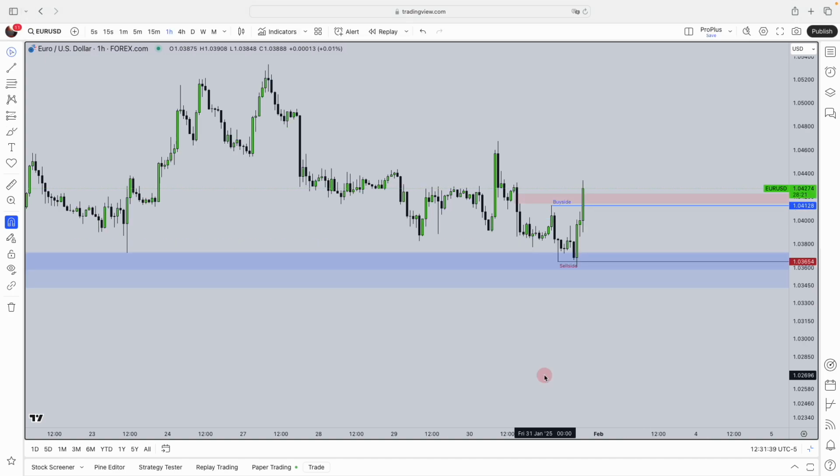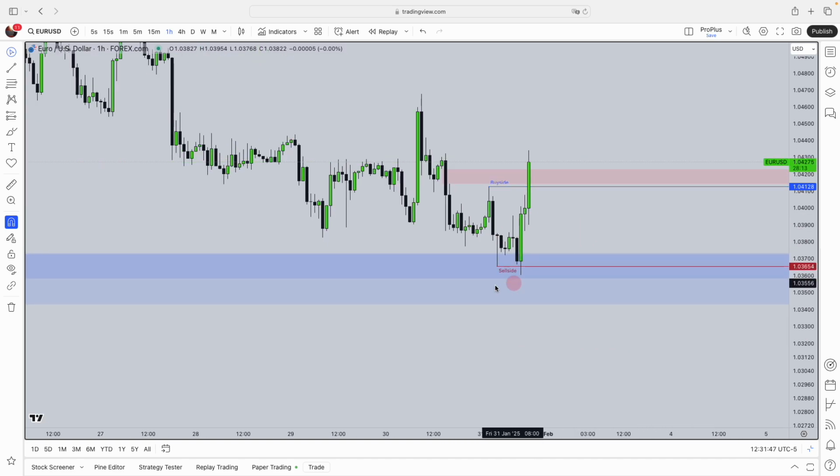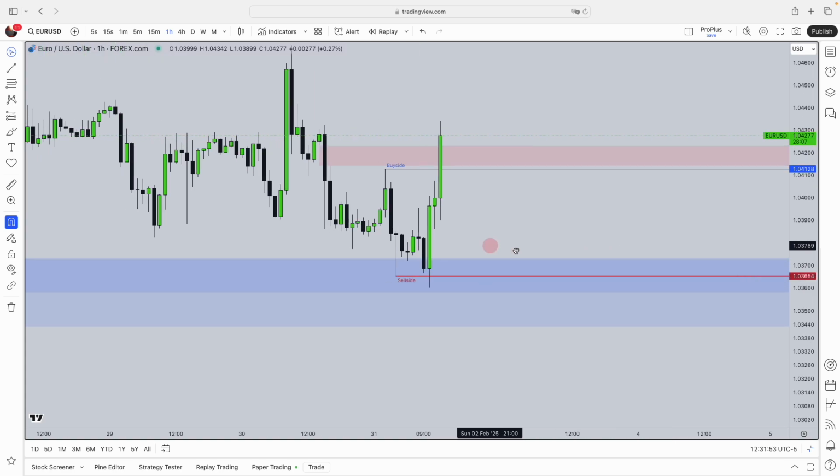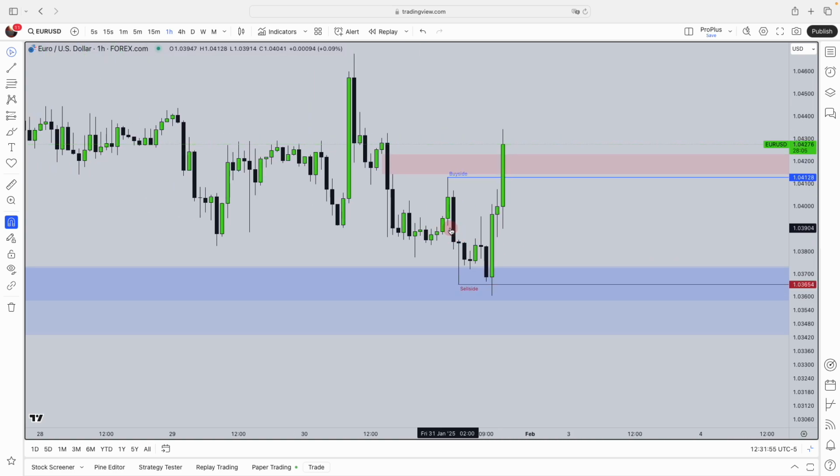Okay, so update. It is basically the end of the day unless you guys trade the PM session and TGIF. But I was sort of right with the sell side and the buy side. Let's just go through it quickly. So we had this SIBI here. Then we had, I think, an order block here that I was saying, yeah, order block.